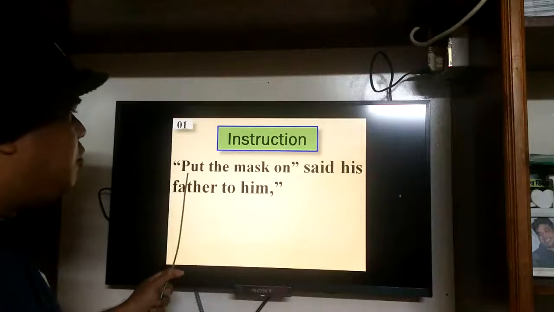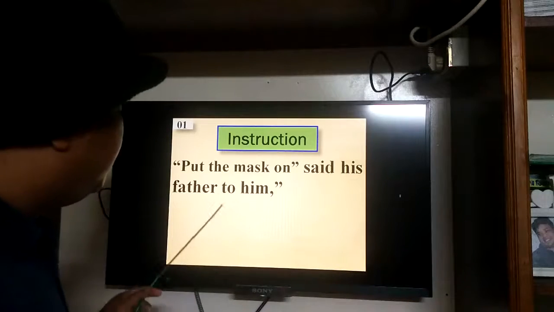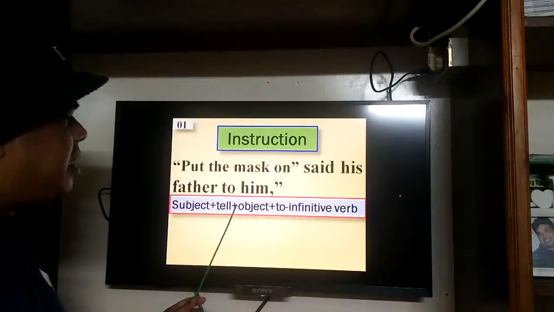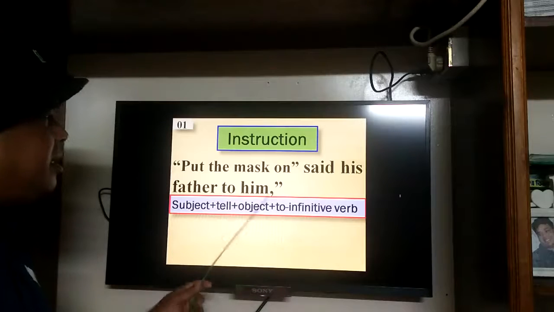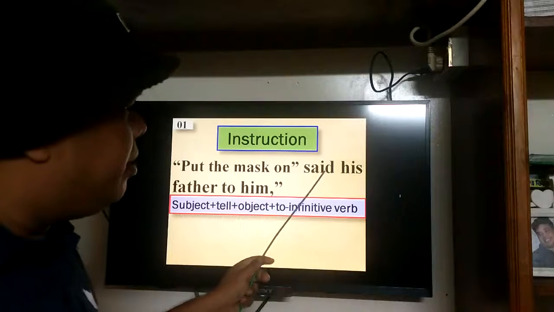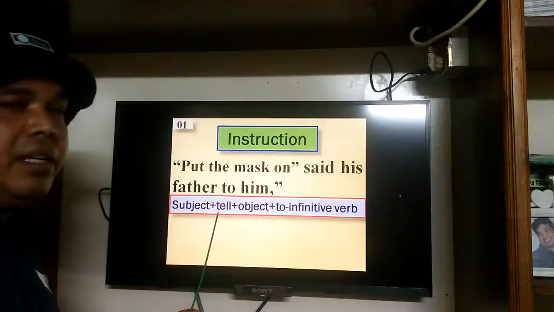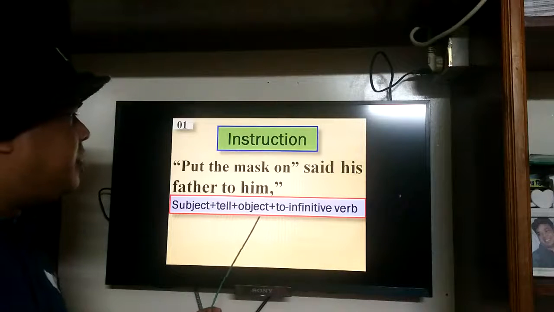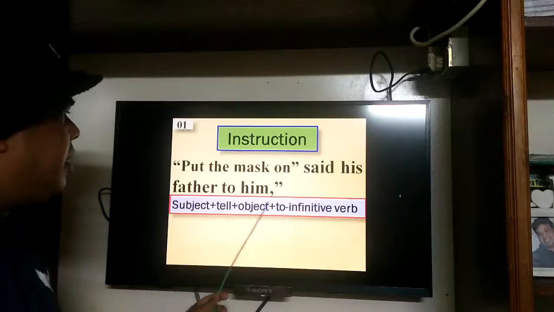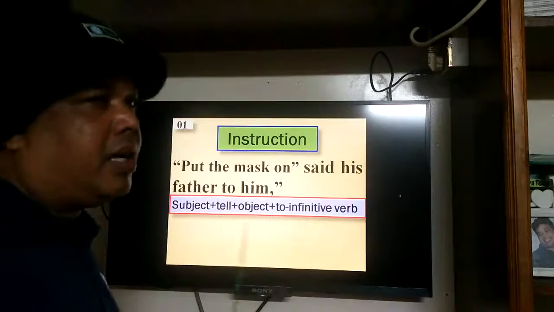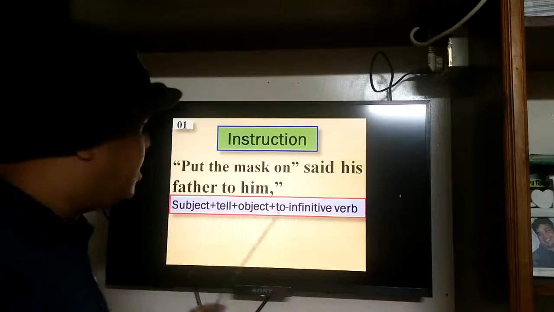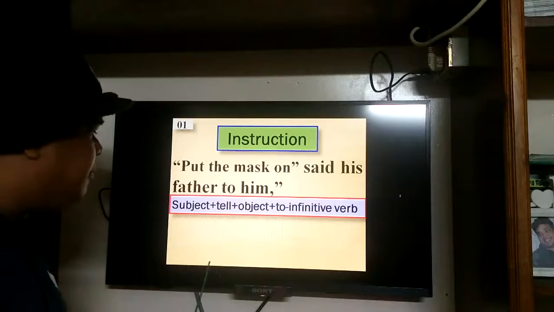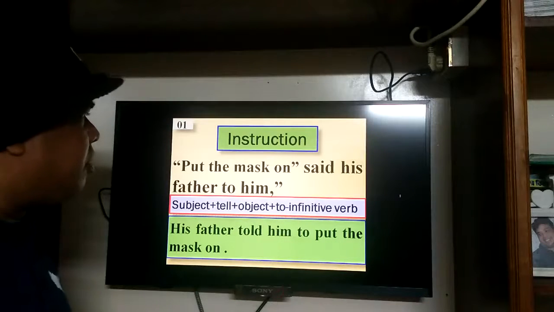So let's see the structures and examples. Sentence in instructions: "Put the mask on," said his father to him. You can follow the structure: subject plus tell plus object plus to plus infinitive verb. Since it is in the past indefinite tense, you have to write told here. His father is the subject, and here it will be told. The object here is him. So, his father told him to put the mask on. You can check the answer now: his father told him to put the mask on.